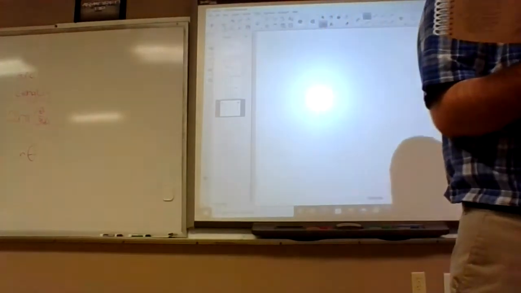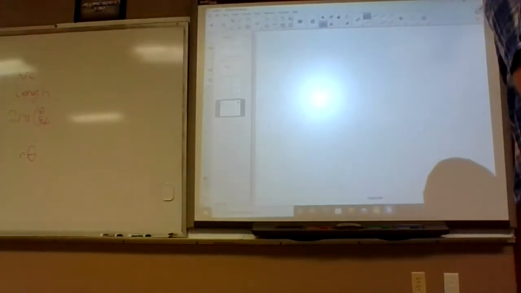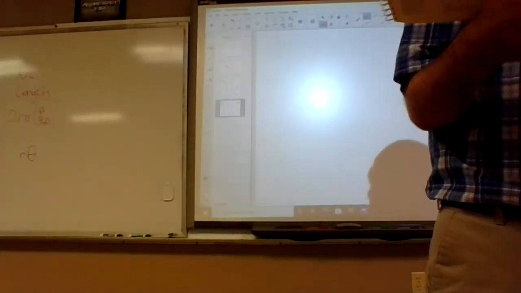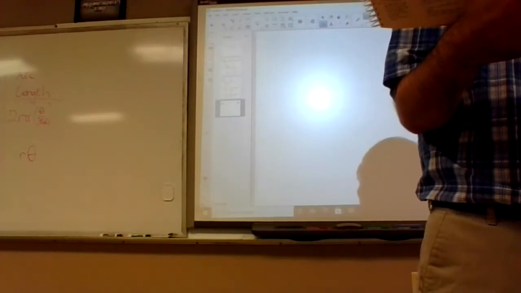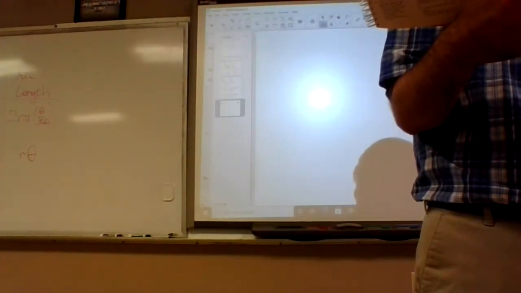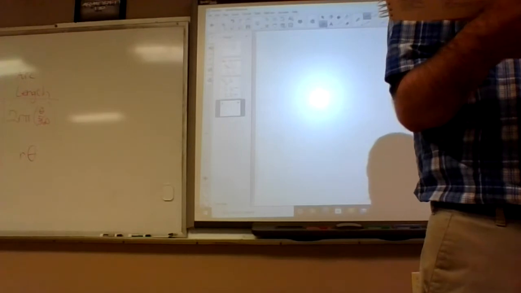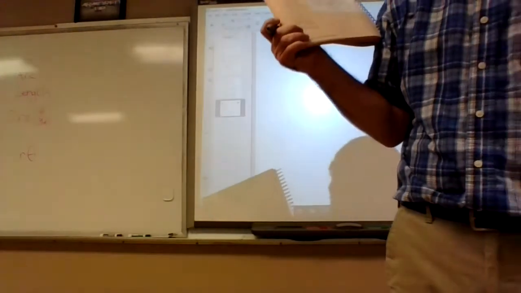Childhood memory. Okay, number 7. Which condition is valid for right triangles but does not work for other things? Side angle, yes.